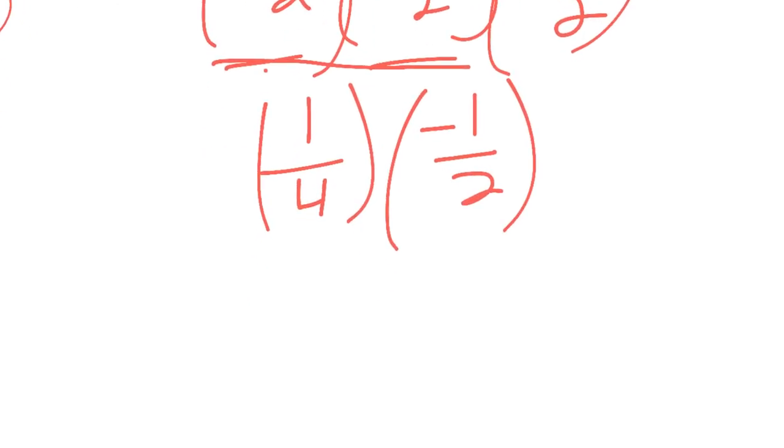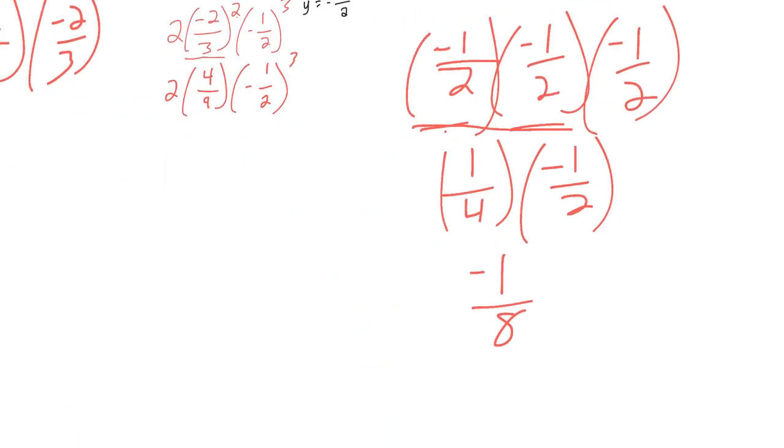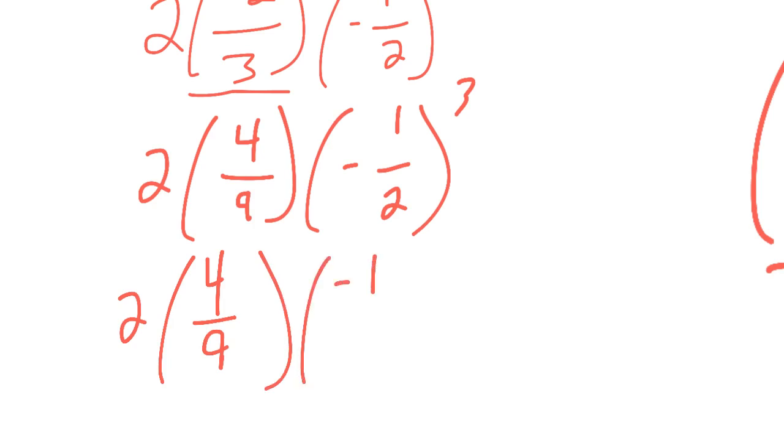But I've got to multiply 1/4 times -1/2. So 1 times -1 makes -1, and 4 times 2 makes 8. So we just found out that -1/2 to the third is -1/8. Okay, so I'm going to rewrite -1/2 to the third. We said it's -1/8.